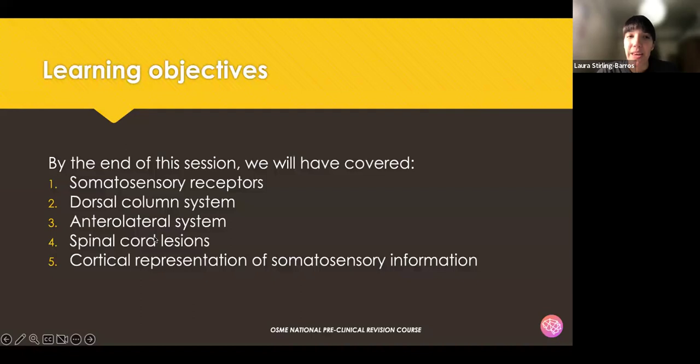So the aim of this talk is to cover somatosensory receptors, then the dorsal column system, the anterolateral system, spinal cord lesions, and the cortical representation of somatosensory information. So it is quite a lot of content. The aim is to give you some practice questions and then some content, so hopefully by the end of it, you'll feel a bit more confident in these quite common part A questions.